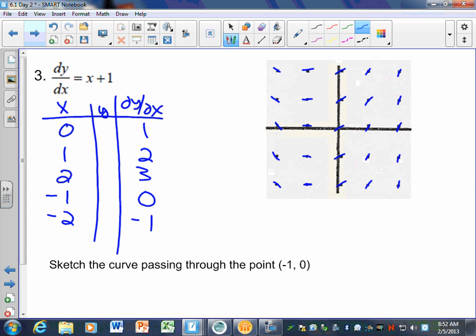Tomorrow we're going to focus on what if I gave you some of these and I asked you to match them up with its differential equation, or match it up with the original equation, and how we go backwards from that, because that's kind of what we see on the multiple choice sometimes.